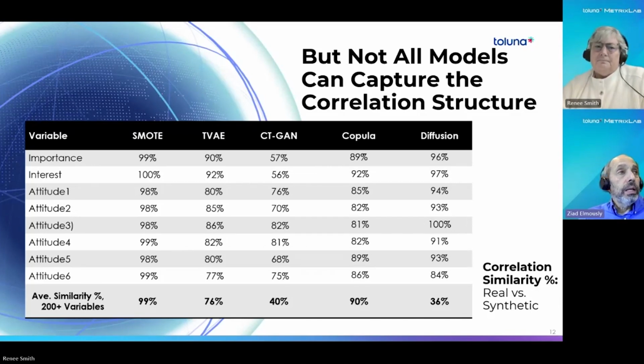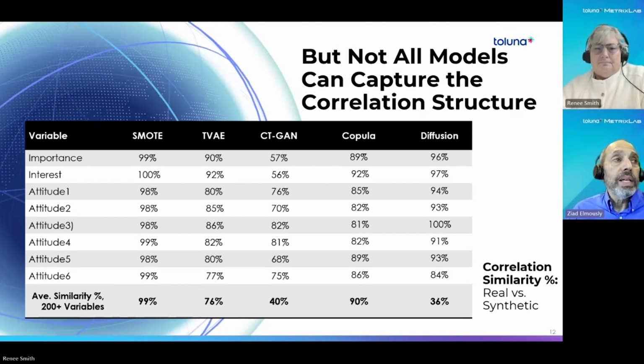And then in the second step, we correlate the two columns of numbers. So this amounts to a correlation of correlations. And with a correlation of correlations of 90%, the Gaussian copulas clearly outperform the other methods.